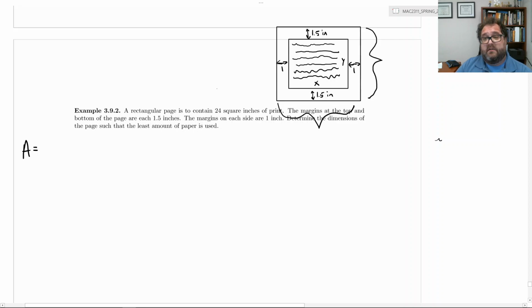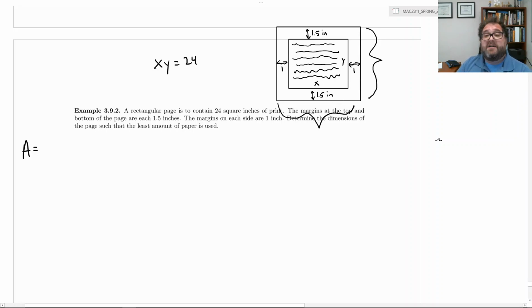Now we're told that the page gets 24 square inches of print, so we could say that x times y is 24. Now, if I label that as x and y, what's the width? Notice I'm talking about the page. We're trying to optimize the size of the page. The printed area is fixed, 24 square inches. We're going to try to optimize the overall page.